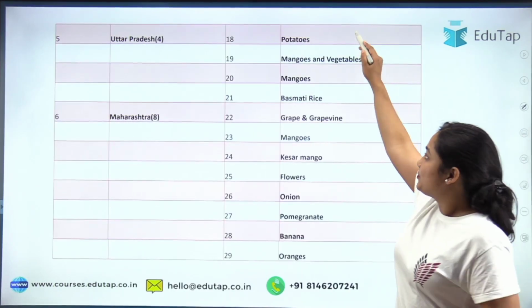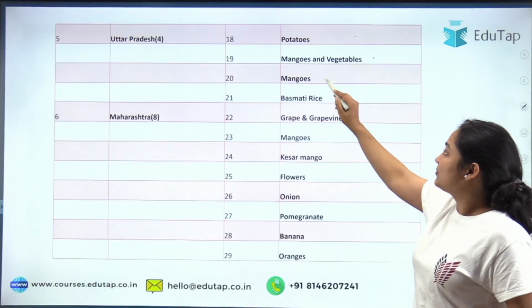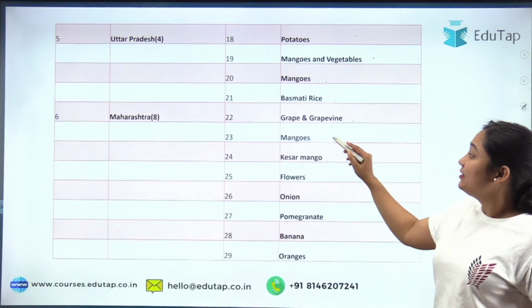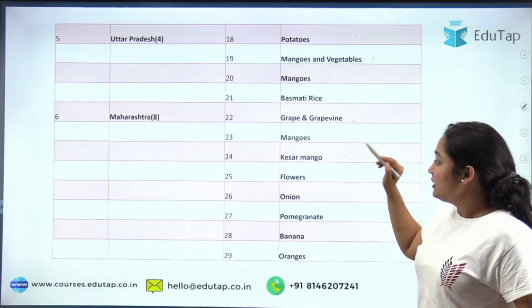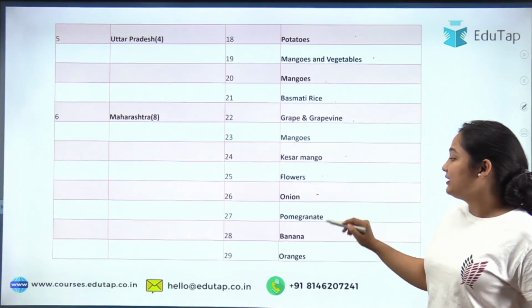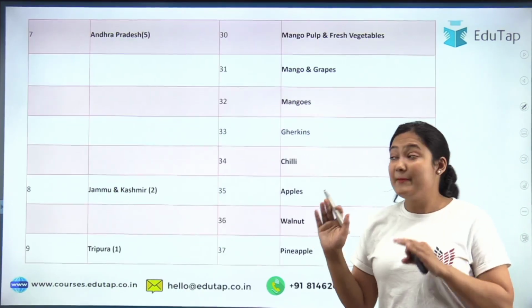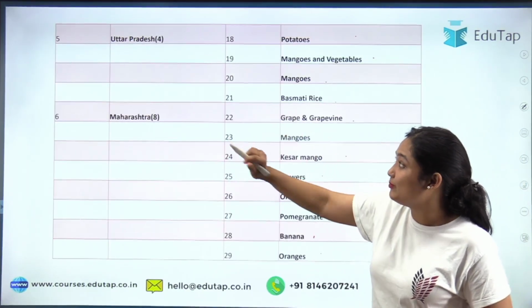Talking about Uttar Pradesh, potatoes, mangoes and vegetables. Mangoes again, basmati rice is there. Grape and wines are there. Mangoes are there for Maharashtra too. Kesar mangoes are there. Flowers are there. Onion is there. Pomegranate is there. Banana is there. Orange is there for Maharashtra. Maximum agriculture zones are for Maharashtra.